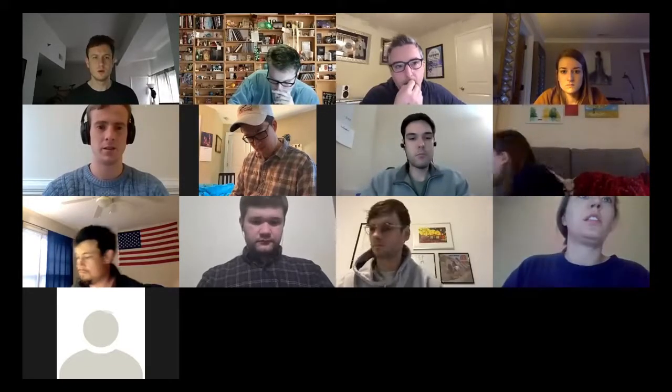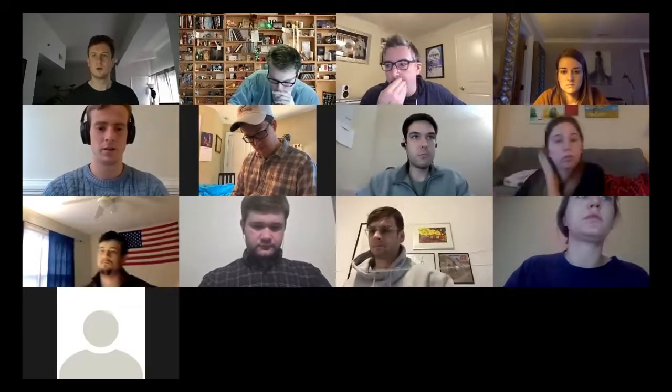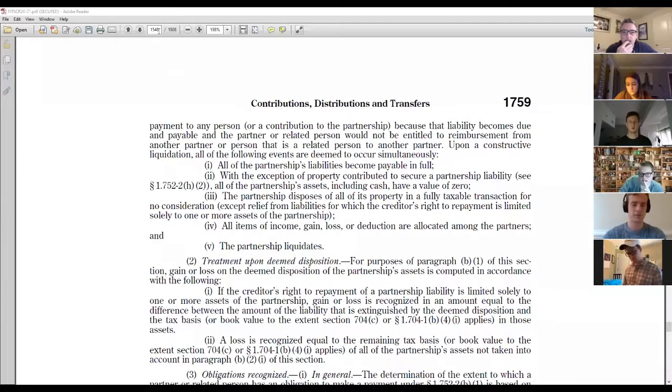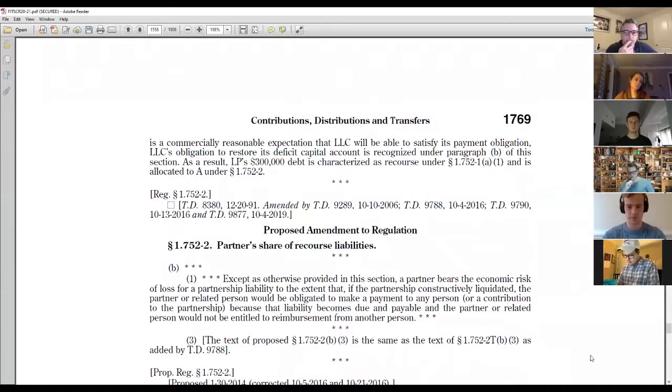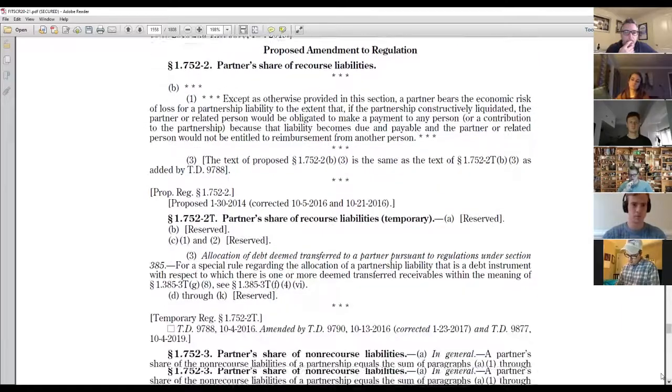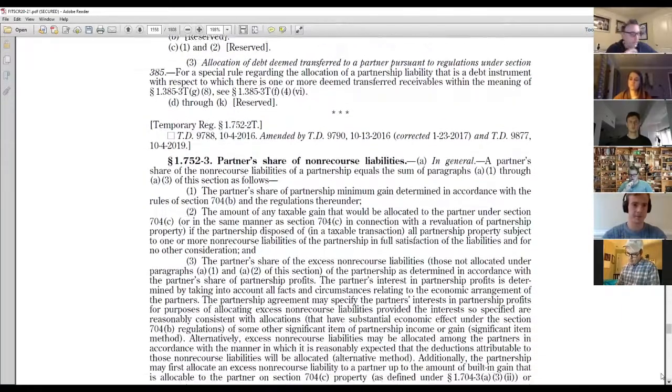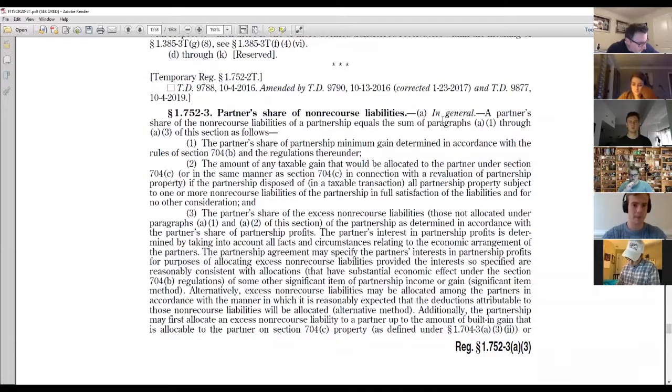So let's turn to that reg now, 1.752-3. And it's a pretty straightforward set of rules. I mean, it's not long, and it's just a 3-tier approach. So -3(a) right here, a partner's share of the non-recourse liabilities, and that's defined as all liabilities for which no partner bears the economic risk of loss, whatever's left after we do -2.